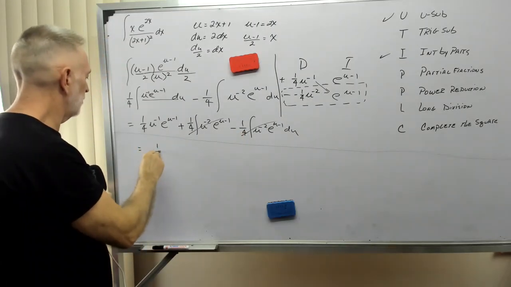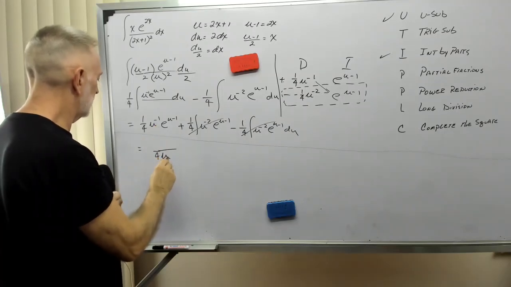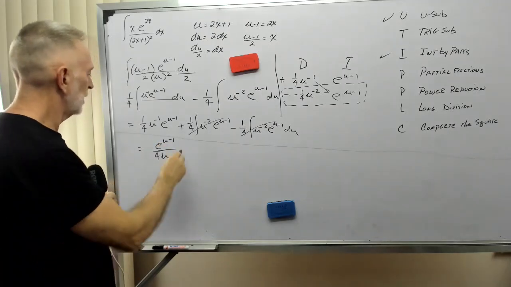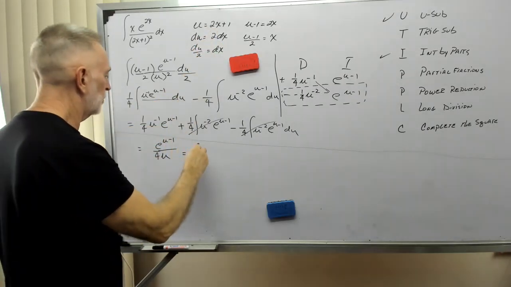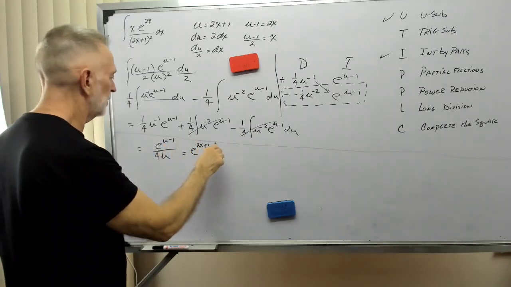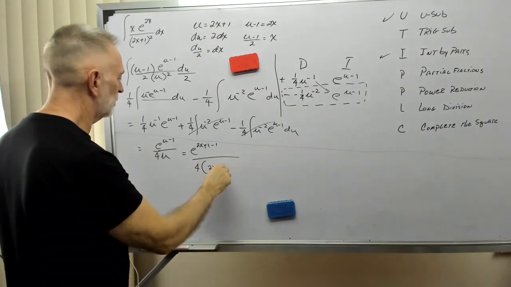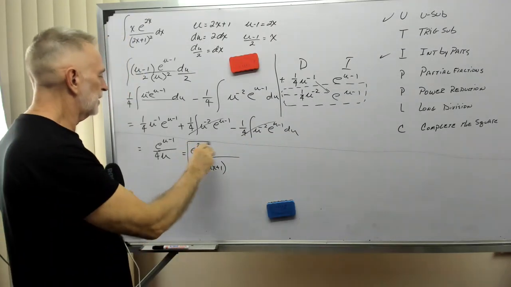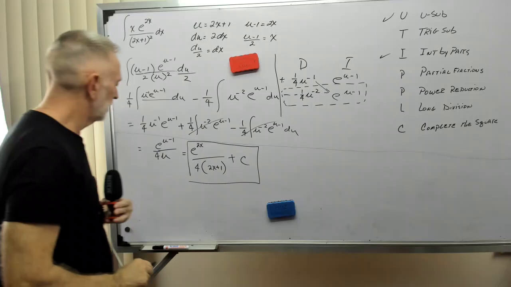So this equals 1/4 u to the minus 1, we'll just say 1/4 u, e to the u minus 1. That's e to the u, where u is 2x plus 1, so u minus 1 is 2x, divided by 4 times u, which is 2x plus 1. A positive 1 and a minus 1, those cancel. So this becomes my answer, plus C.